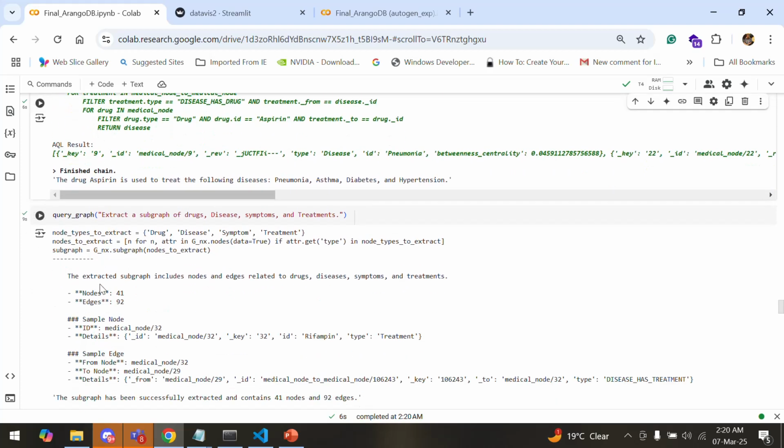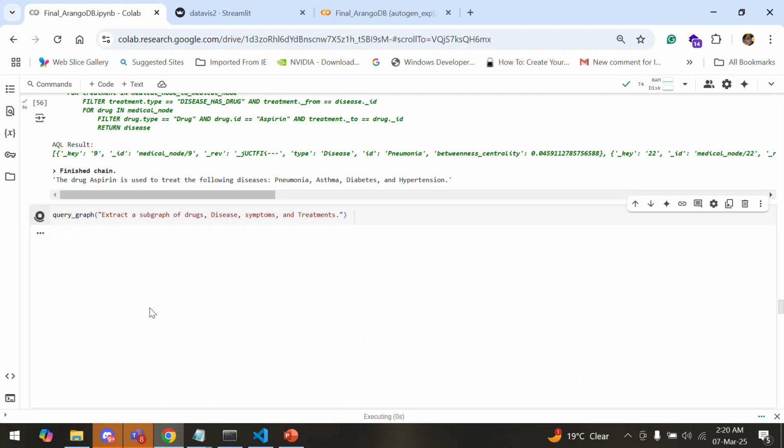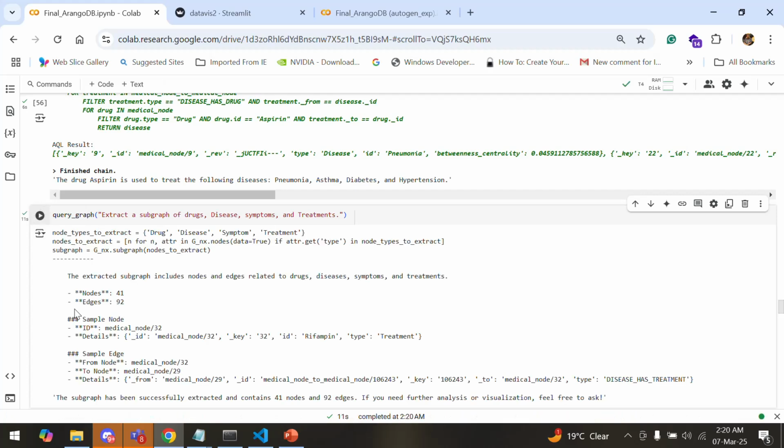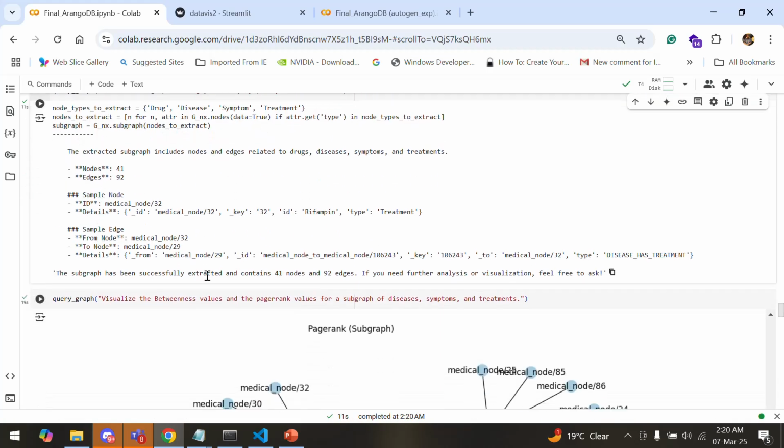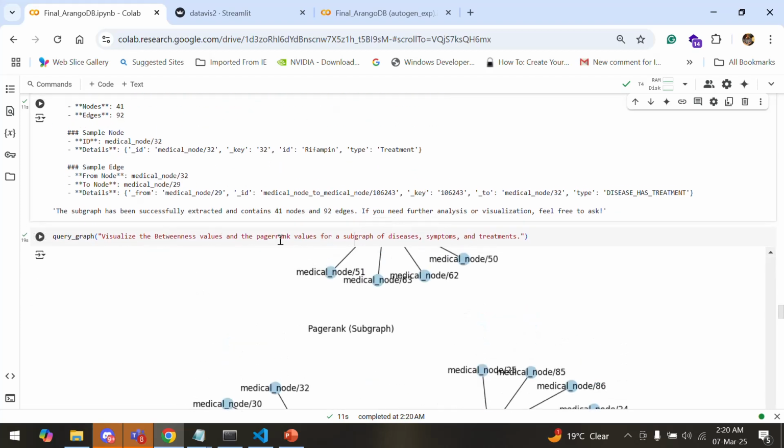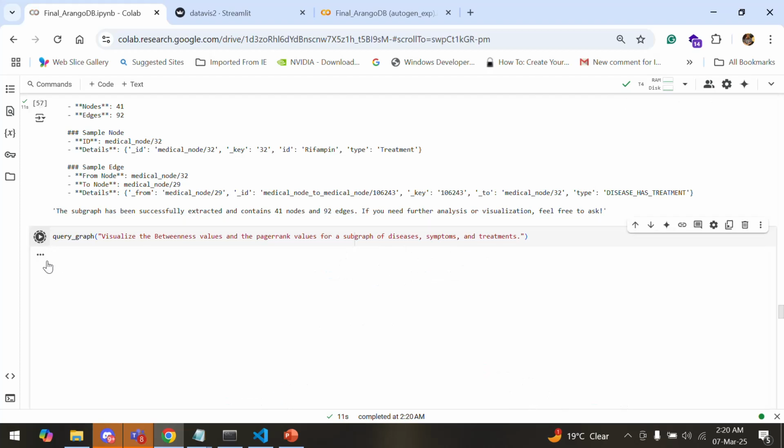So let's have another query: extract a subgraph of drug, disease, symptom, and treatment. If you run through it, you will see that again it goes through the entire tool chain, and intelligently it uses the AI based agent tooling system, and it tells us that the subgraph has successfully extracted 41 nodes and 92 edges. Okay, so now we will visualize the betweenness values and also the PageRank values for subgraphs of diseases, symptoms, and treatments. As we pass in the information as a query parameter and run through it, you will see the results in action over here. The query is being run.